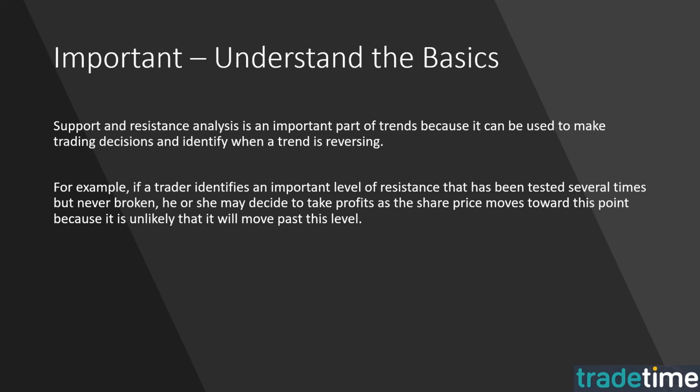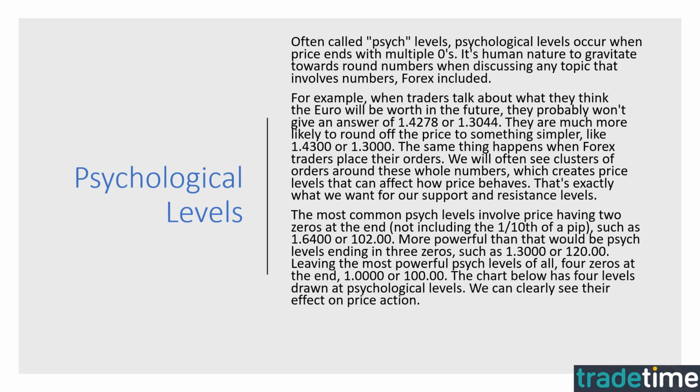For example, if a trader identifies an important level of resistance that has been tested several times but never broken, he or she may decide to take profit at that price when price moves to that point, but it is unlikely that it will move past that level. Now, often we have psych levels, okay? And these are well known. We know the euro at 106. We know Bitcoin at $19,000.